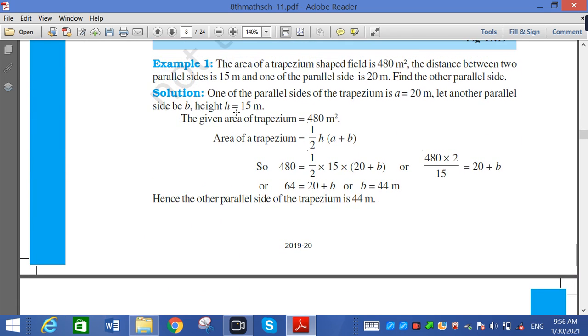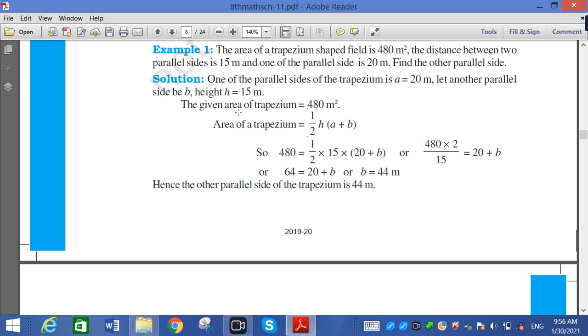Now we go for sums. Example number 1. The area of a trapezium is 480 meter square. The distance between the two parallel sides is 15 meter and one of the parallel sides is 20 meter. Find the other side. The area is given, 480. The distance between the two parallel sides is the height. One parallel side is 20. Find the other side. So 480 is equal to 1 by 2, 15 into 20 plus b.